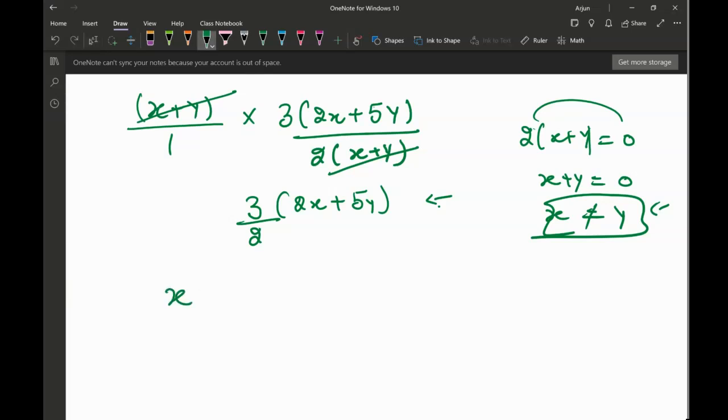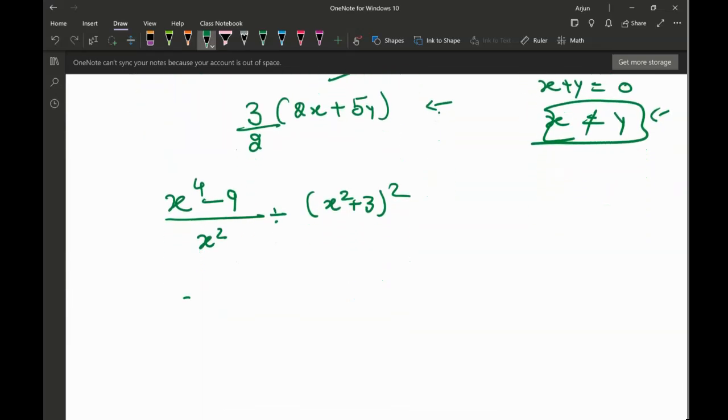So the question is x raised to the power 4 minus 9, divided by x square plus 3 whole square, and this is divided by x square. Now if the question looks like this, I cannot make any formula out of this. This is not a straightforward question. So what I need to do is take a pause and ask myself, how can I convert it into some other form so that I can reduce it? First of all, before I start reducing, I can write x raised to power 4 minus 9 divided by x square.